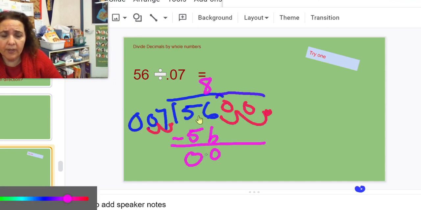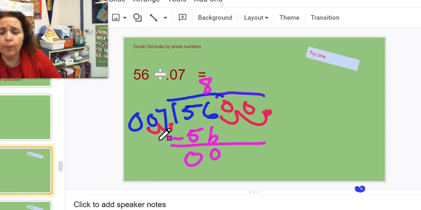Okay, so let me show you what I've done. When I did 56 divided by 7 hundredths, so I took my 7 hundredths, my 700, sorry, it's late. Can you tell that's why my light went off too?